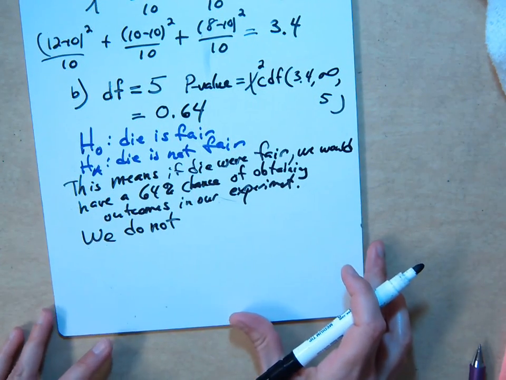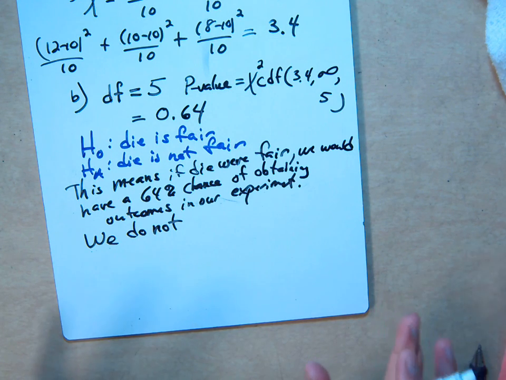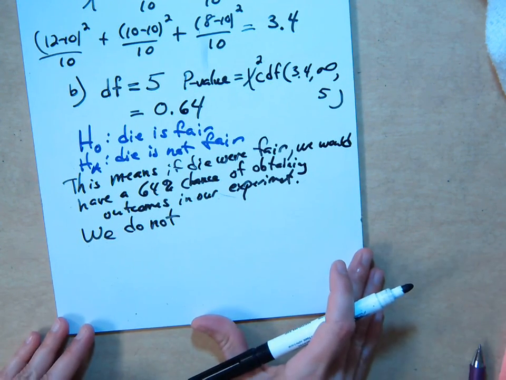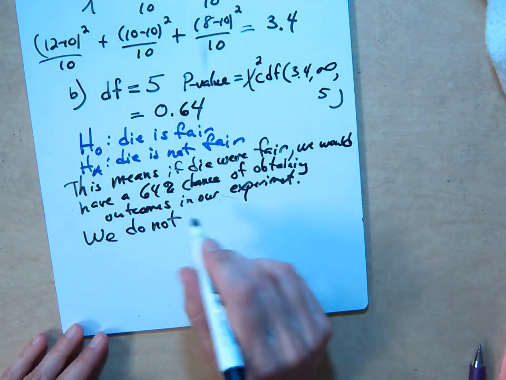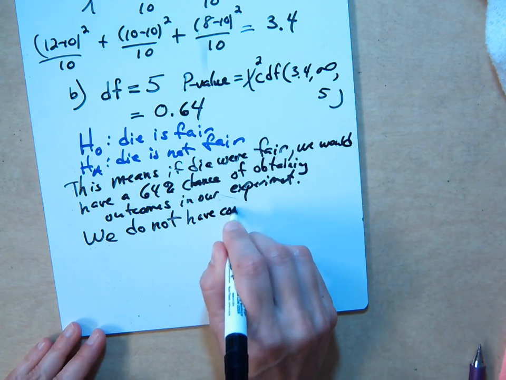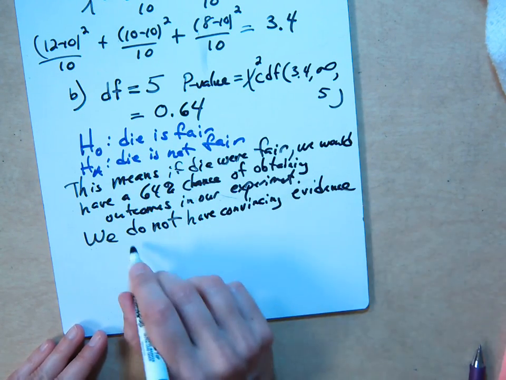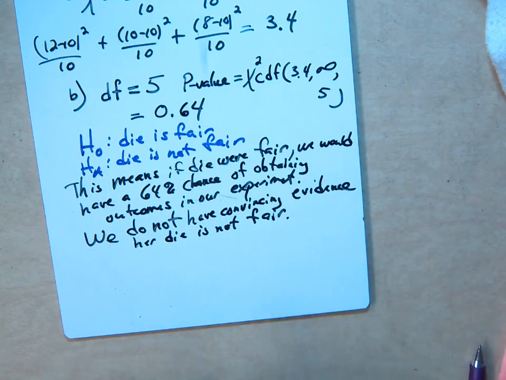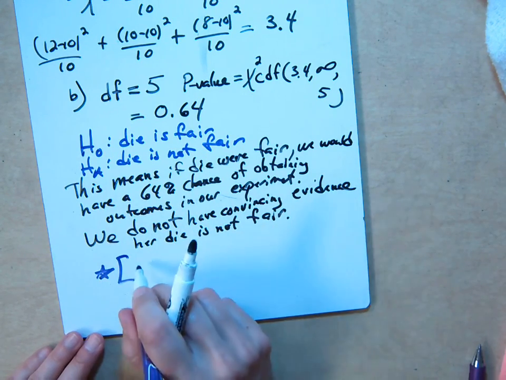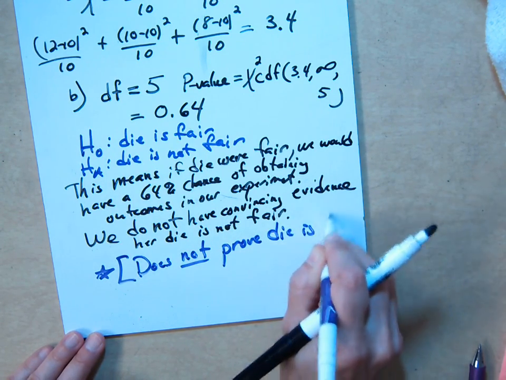And the thing I want you to think about is, can we then say that the die is fair? Can we conclude the die is fair? It's important you say you don't make that conclusion. You can't just say, normally two negatives make a positive, but not in this case. So we would say we do not have convincing evidence her die is not fair. We haven't proven anything. But keep in mind, this does not prove the die is fair.